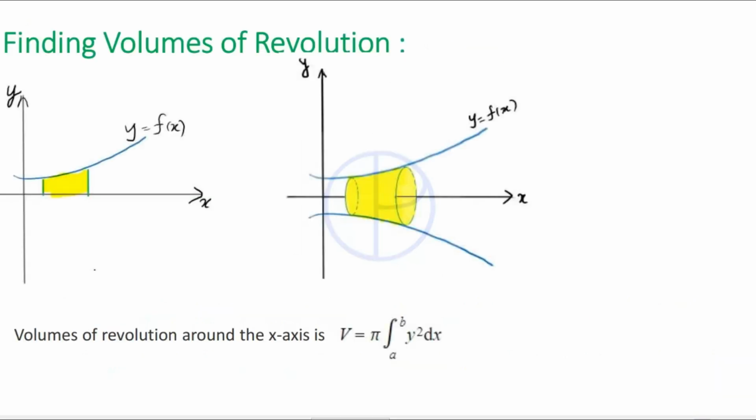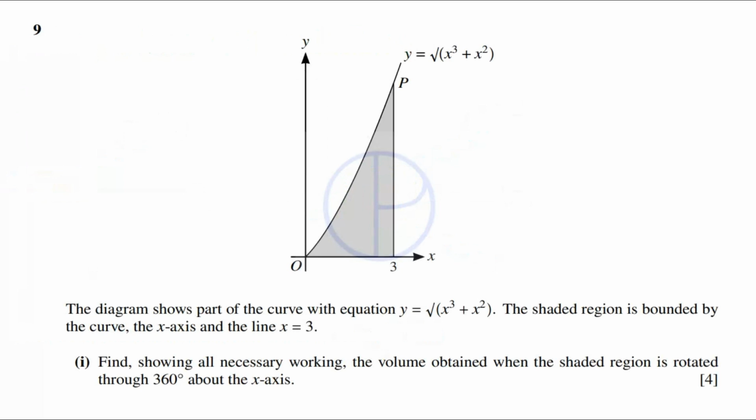To find the volume of revolution around the x-axis, the formula is pi integral a to b y square dx. Okay, so we need to find the limits. This will be the lower limit, 0 to 3, because we are taking the shaded region's volume of revolution around the x-axis. So limits.